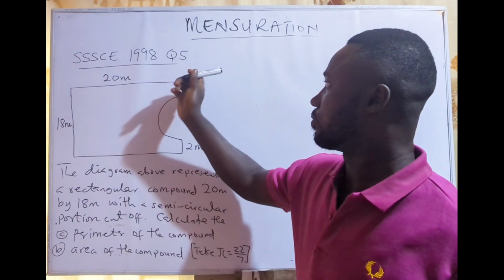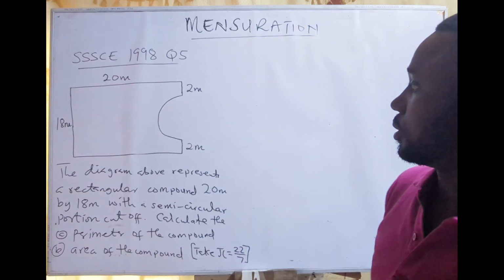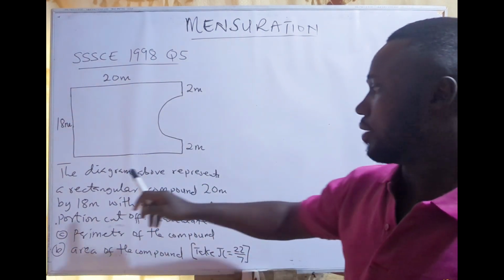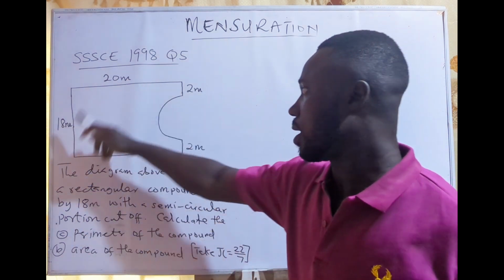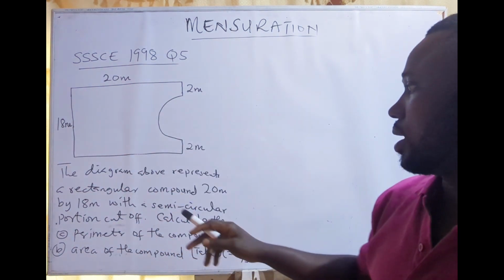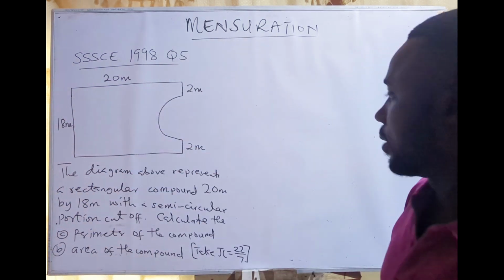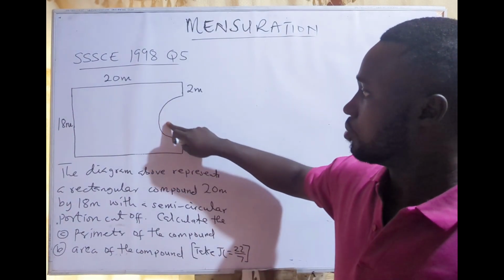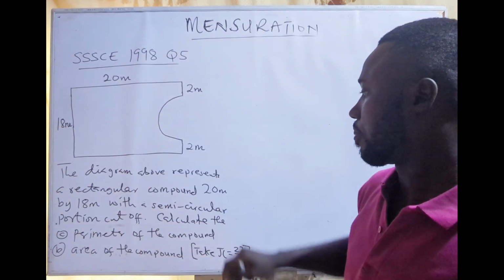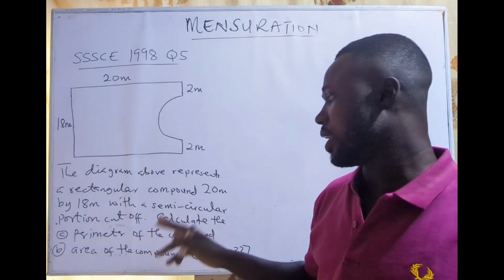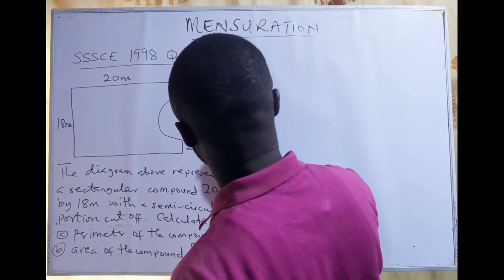SSSCE 1998 question 5, and then see how our diagram has been drawn there. The diagram above represents a rectangular compound 20 meters by 18 meters, with a semicircular portion cut off. So this is a rectangular compound, and then we have removed or cut off this portion, which is a semicircle. Calculate the perimeter of the compound, and the area of the compound. Pi is 22 over 7. Okay, so let's see.